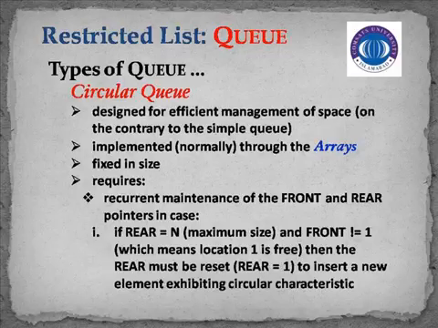The circular queue requires recurrent maintenance of the front and rear pointers in case the rear points to the maximum size and front does not hold the first location address. Then the rear must be reset to the first location to insert a new element, exhibiting circular characteristic.